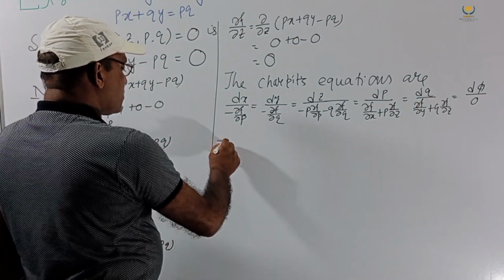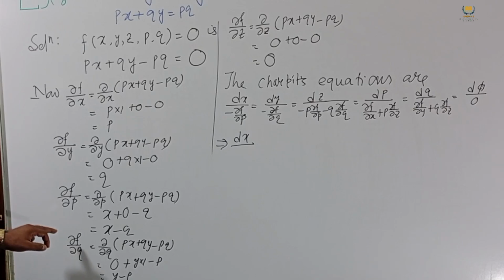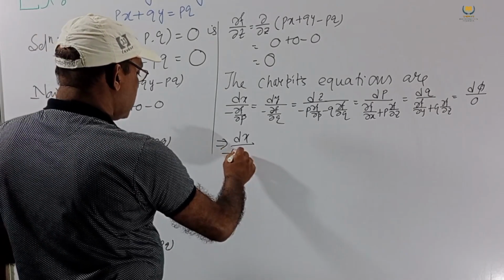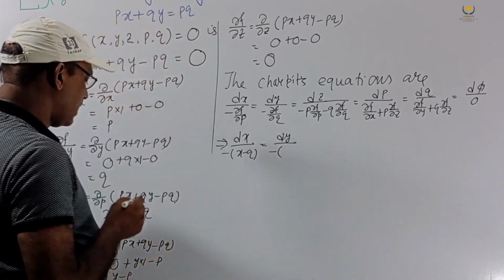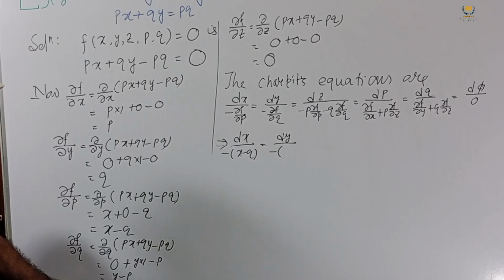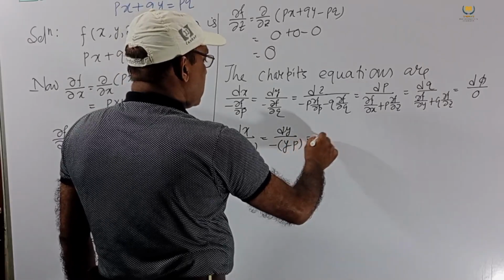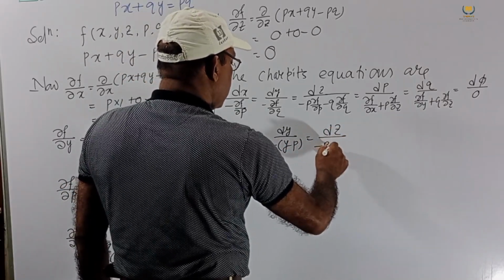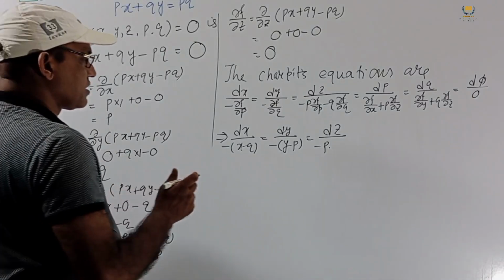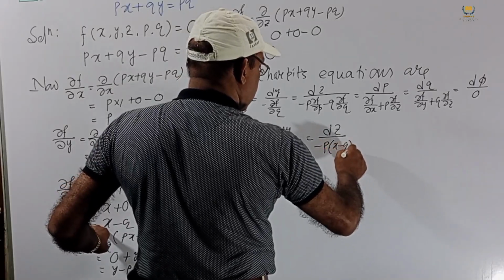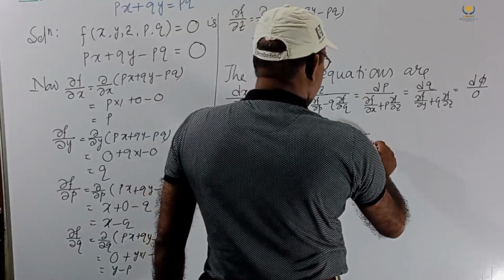Now putting the respective values: dx by ∂f/∂p, which gives x minus q, minus (x minus q); dy by minus ∂f/∂q, ∂f/∂q means y minus p, so this is y minus p; dz by minus p ∂f/∂p minus q ∂f/∂q, this is p times (x minus q), q times (y minus p).